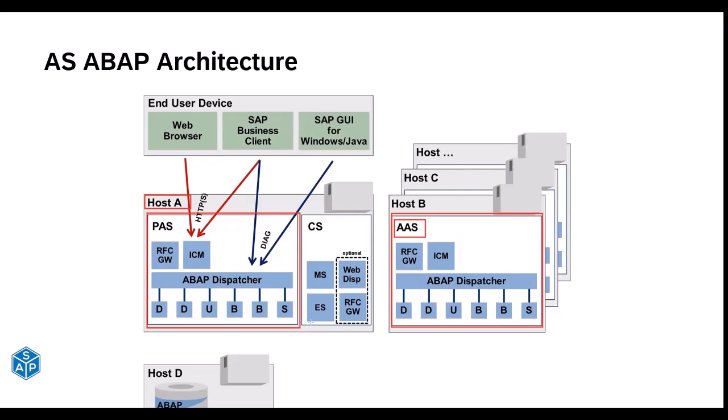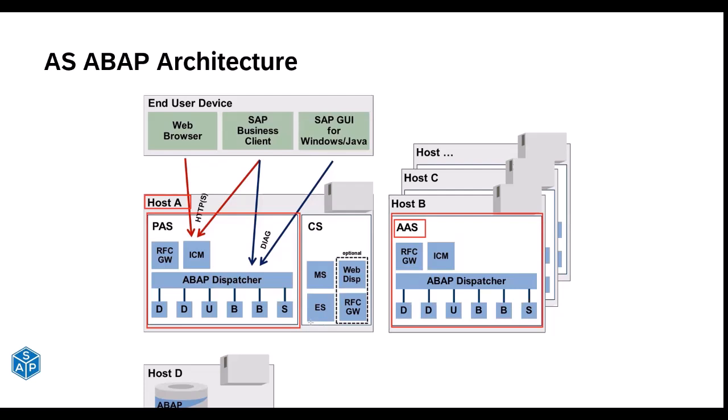We are now able to understand what an application server is and what the application server instances are. How many types of instances do we have in an ABAP application server? This is the point we covered. What are the processes inside an application server? How many types of application server, how many types of instances do we have? Can anyone tell me?